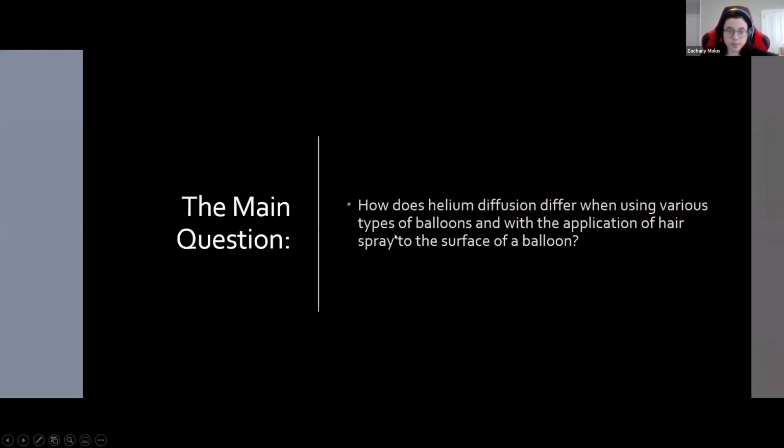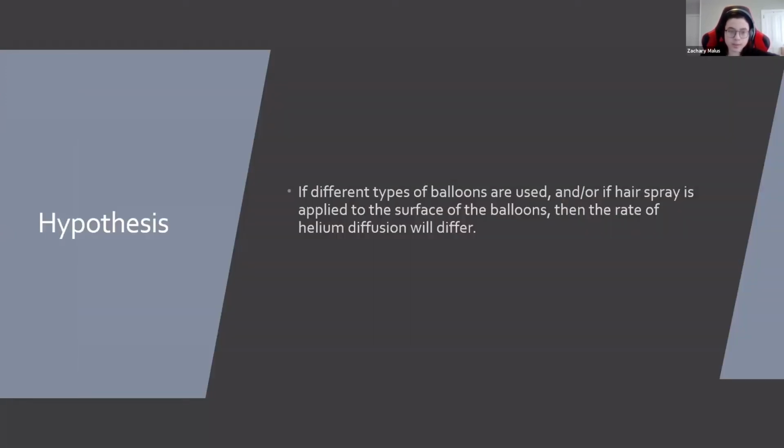The main question was if helium diffusion would differ when using various types of balloons and with the application of hairspray to the surface of a balloon. My hypothesis was that if different types of balloons are used and/or if hairspray is applied to the surface of the balloons, then the rate of helium diffusion will differ.